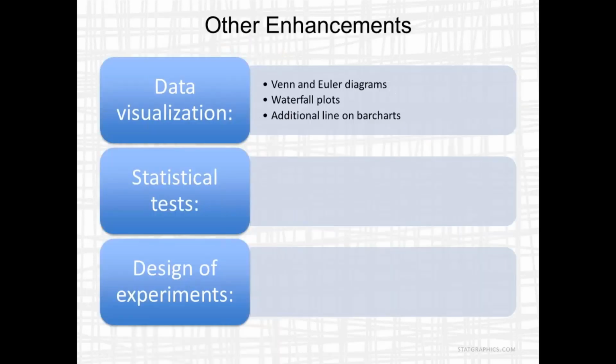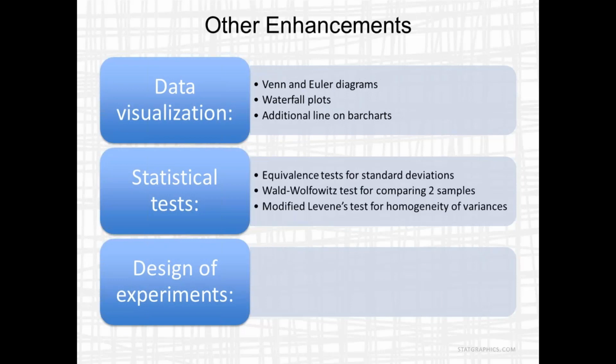Now, some of the other enhancements we've added to version 19, we've added a few procedures for doing data visualization. I think I mentioned a moment ago that we've added Venn and Euler diagrams. We've added some new waterfall plots. I don't know if you're familiar with those, but those are sort of neat. I'll show you a picture in just a second. And someone had asked for an additional line on a bar chart, which actually, I'll show you a picture of that too. That's pretty neat.